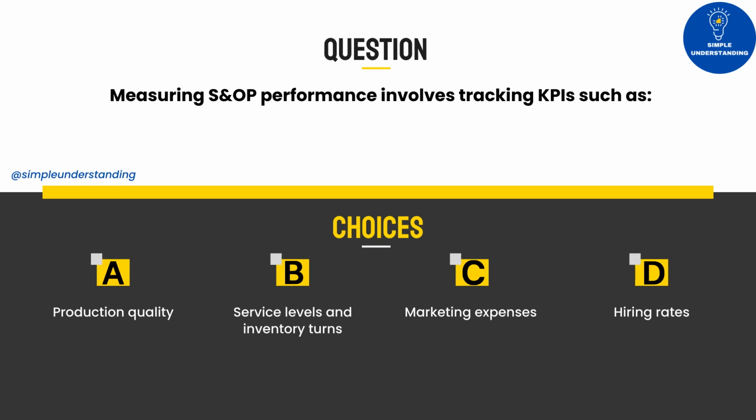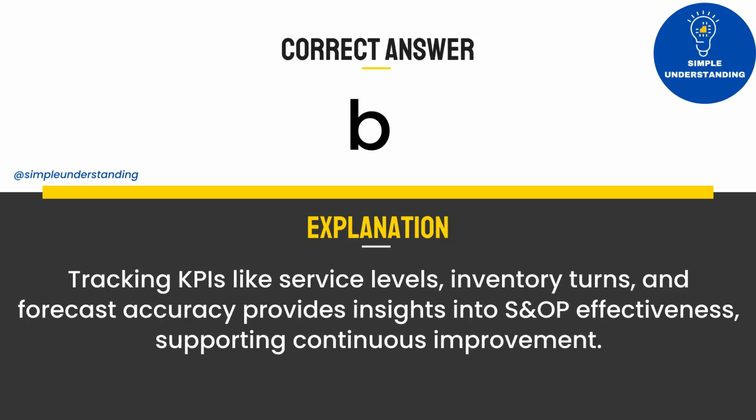8. Measuring S&OP performance involves tracking KPIs such as A. Production quality. B. Service levels and inventory turns. C. Marketing expenses. D. Hiring rates. Answer B. Explanation. Tracking KPIs like service levels, inventory turns, and forecast accuracy provides insights into S&OP effectiveness, supporting continuous improvement.